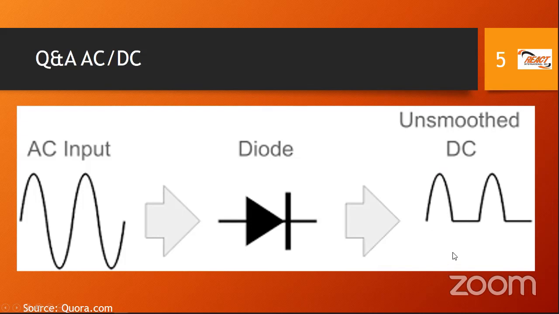But when it tries to go negative, it says, you cannot go back. You can only go forward through me. So this is how it looks visually when we say that a diode, in the case of a rectifier diode in a power supply, takes the alternating current and converts it into pulsing DC.